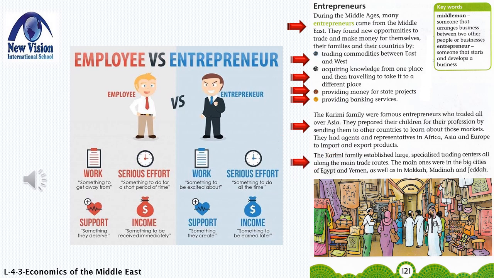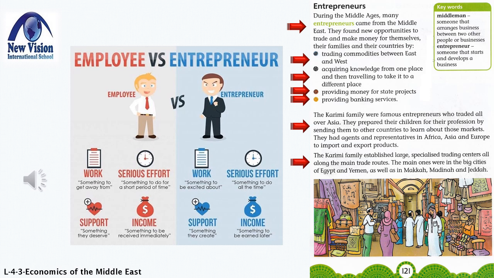Here we will discuss one of the famous entrepreneur families from our region. The Karimi family were famous entrepreneurs who traded all over Asia. They prepared their children for their profession by sending them to other countries to learn about those markets. They had agents and representatives in Africa, Asia, and Europe to import and export products.